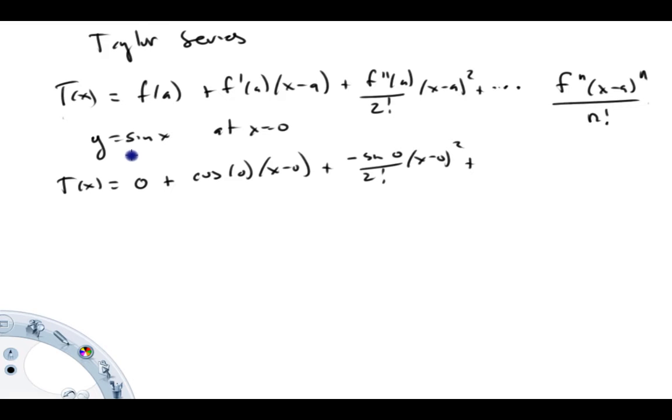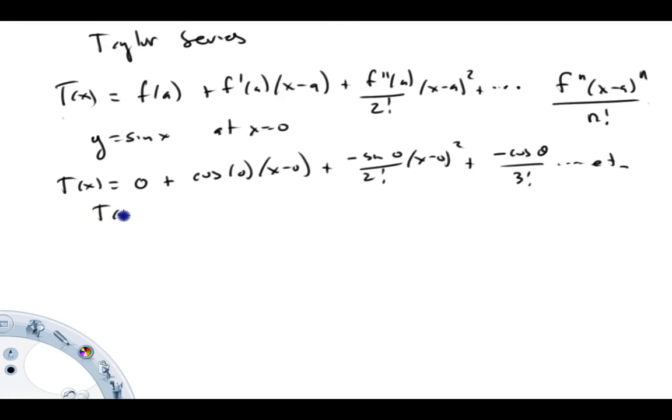So this was y, this was f prime, f double prime. The next term is going to be f triple prime. Now the derivative of minus sine is minus cosine, evaluated at 0 over 3 factorial, and then I usually just put etc. This basically goes on forever and ever and ever.